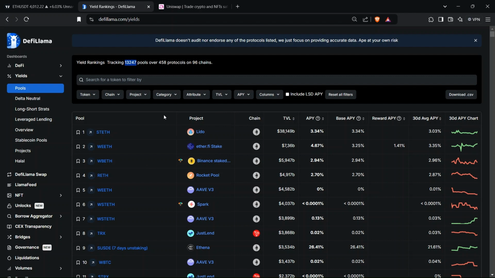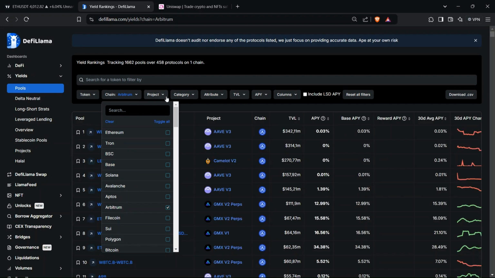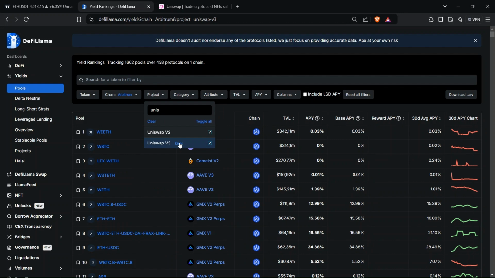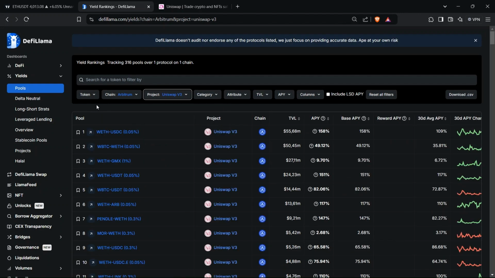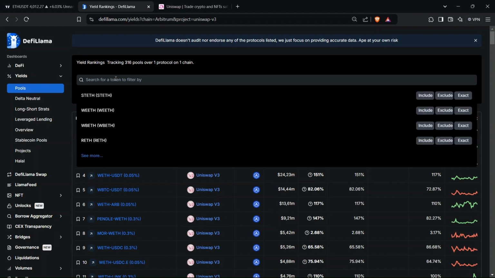So let's say my capital is on Arbitrum, that is a layer 2 on Ethereum. I would first put here the chain Arbitrum only, because I want to stay there. The project, I'm gonna search for Uniswap V3 only, that's the one. And remember that I have Ethereum and USDC. So the main token for me that needs to be in this pool is USDC. If I had USDT, I would put USDT. If I had DAI, I would put DAI.